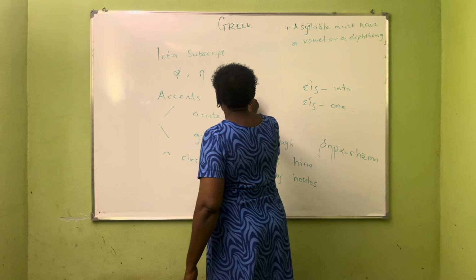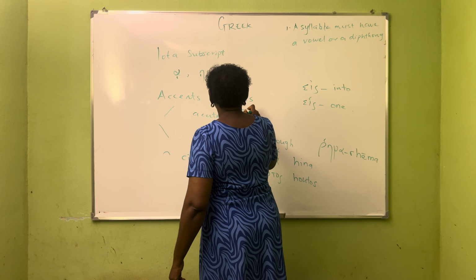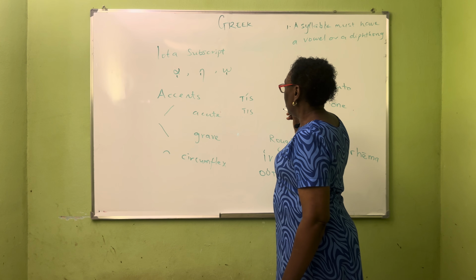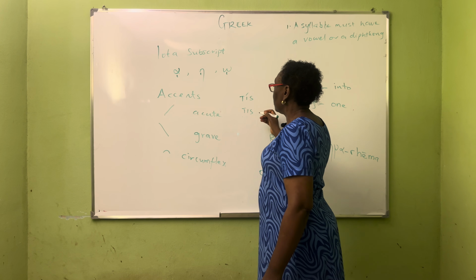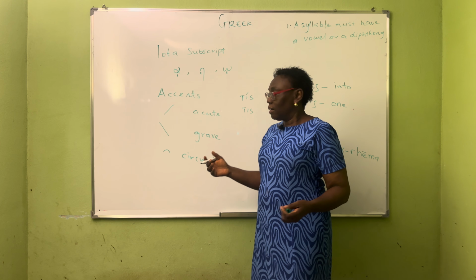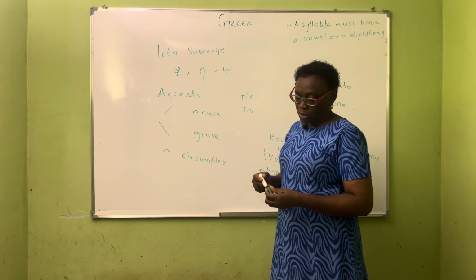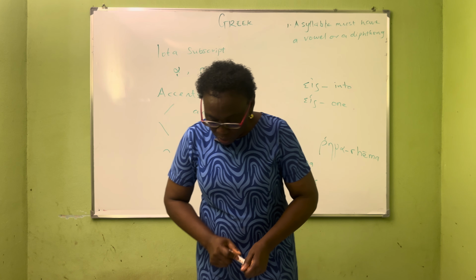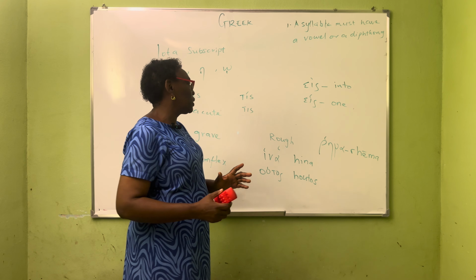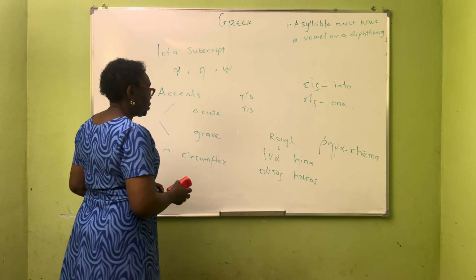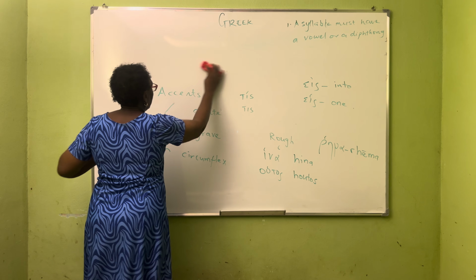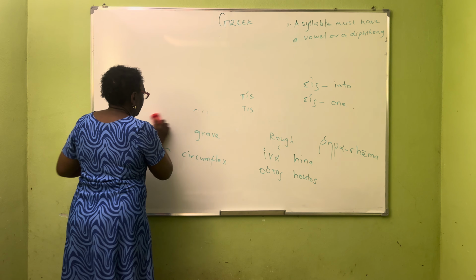For example, there's a word tis and there's a word tis. The difference is just in the accent. One means why, the other means indefinite: anyone, anything. So just take note of those. Last thing I want to discuss in this section is punctuation. Briefly, let me just go to punctuation in Greek, and that will suffice for the day.